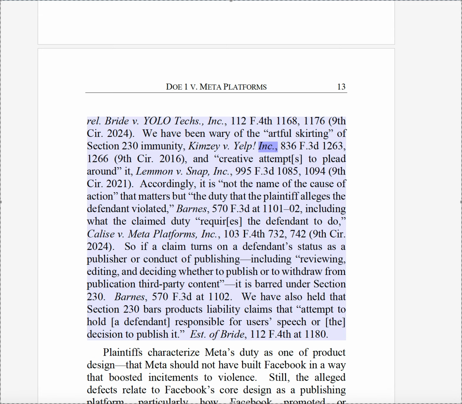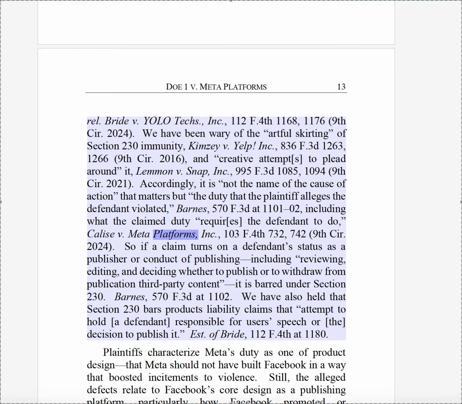Kimsey v. Yelp, Inc., 836 F.3d 1263, 1266, 9th Cir. 2016, and creative attempts to plead around it. Lemon v. Snap, Inc., 995 F.3d 1085, 1094, 9th Cir. 2021. Accordingly, it is not the name of the cause of action that matters but the duty that the plaintiff alleges the defendant violated. Barnes, 570 F.3d at 1101-02, including what the claimed duty requires the defendant to do.